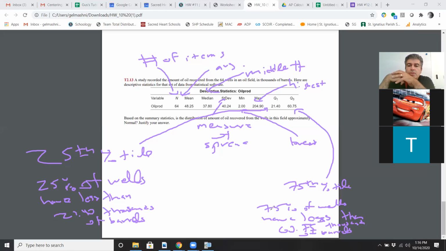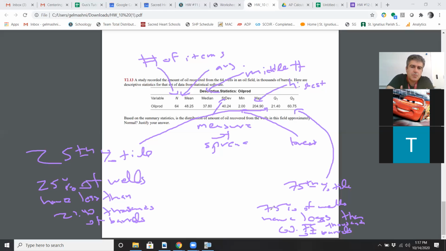Okay, so the question here is, based on the summary statistics, is the distribution of amount of oil recovered from the wells in the field approximately normal? Justify your answer. Okay. I think what I probably would do is actually calculate what the 25th and 75th percentile should be. I think that would be a good idea. And we do have the mean and the standard deviation there for us. The median is going to be interesting too. We're going to take a look at that in just a little bit.